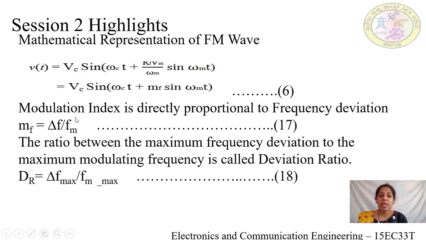And we have discussed modulation index is directly proportional to the frequency deviation. That is, modulation index is defined as the ratio of frequency deviation to the frequency of the modulating signal. And the ratio between the maximum frequency deviation to the maximum modulating frequency is called deviation ratio.